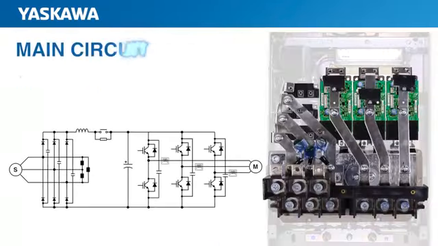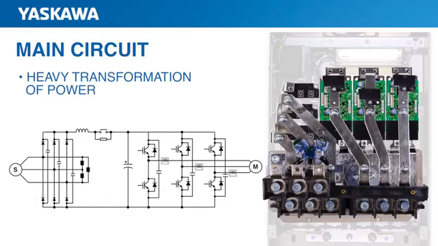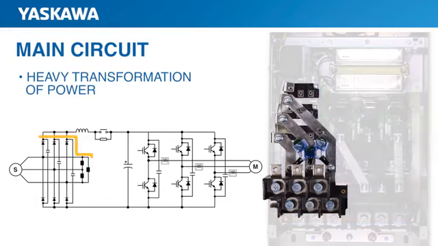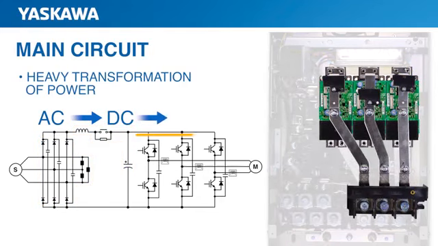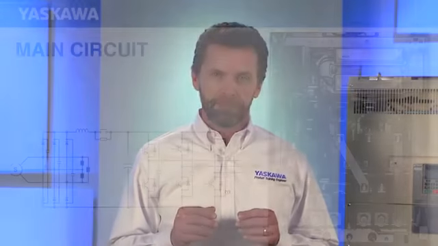The main circuit is where all the heavy lifting takes place. The heavy transformations of power. Most drives now use this same main circuit with a three-phase AC incoming source that is converted into DC, then back to simulated AC going to the motor. Let's start by moving our way from left to right, building our drive, and understanding the components along the way.